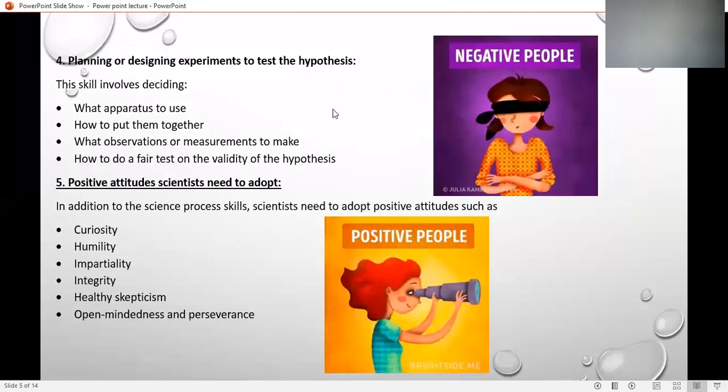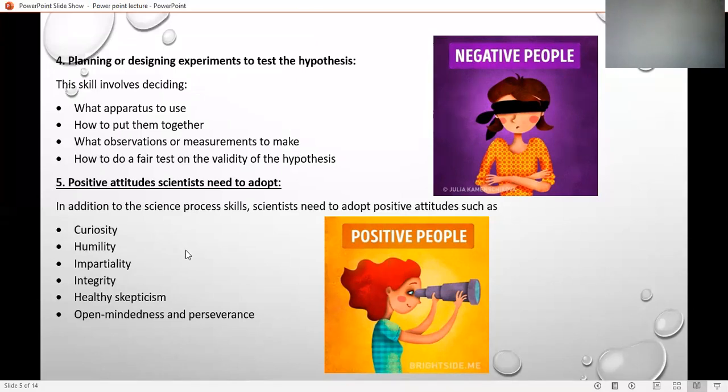Then we have to plan experiments to test, right? That includes what kind of apparatus we are going to use, because in experiments we use some apparatus or chemicals. For example, the blood: we can't take blood in our hands, we have to use some kind of laboratory apparatus like a petri dish or other plates, right? How we are going to put them together, and about the fair test and validity of the hypothesis. You can't have a negative test and then say, oh my god, my tests were positive and these reports were fake. No, you can't say that, okay?